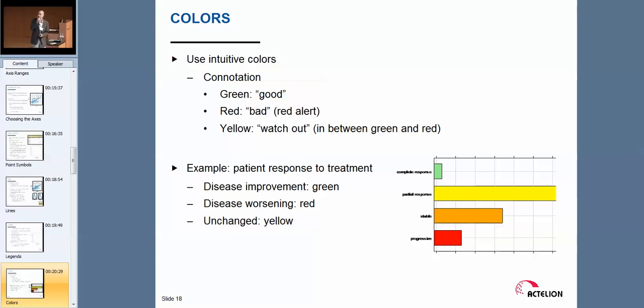Colors is always a good example. Colors, we've seen this in the very beginning. Red typically does not mean good. Red is typically bad. Red means red traffic light, red blood, right? So we should not be using red for something that's good in the clinic, right? So as an example, disease improvement should be green, not red, right? And disease worsening could be red, and unchanged, stable disease could be yellow. That's intuitive, and you look at it once, and you got it. Yes, right. So I have a red dot here. That means watch out, right?